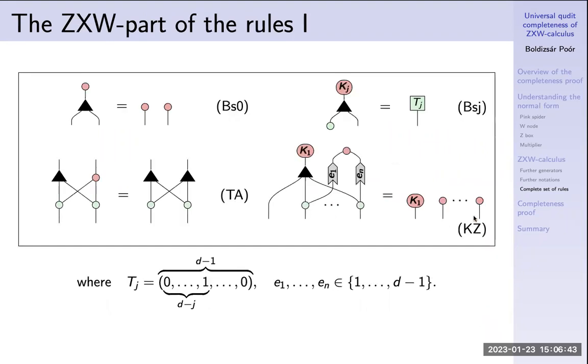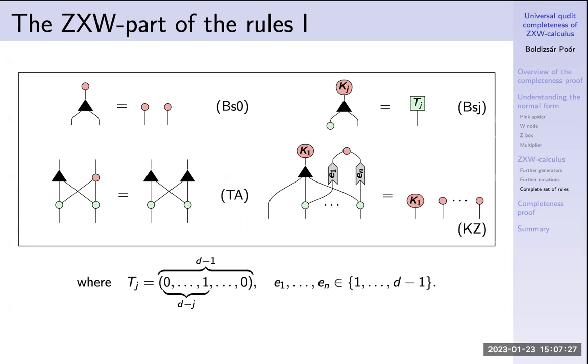Well, if not, let's go on to the ZXW part of the rules, which is maybe the most interesting, because these are the rules that have not yet really been present in previous works. So these two are just nice ways to describe how the W acts on computational basis states. This is the tri-algebra rule, which is actually quite remarkable, because this means that the Z, X, and W generators, when they connect together, they actually have a nice rule.